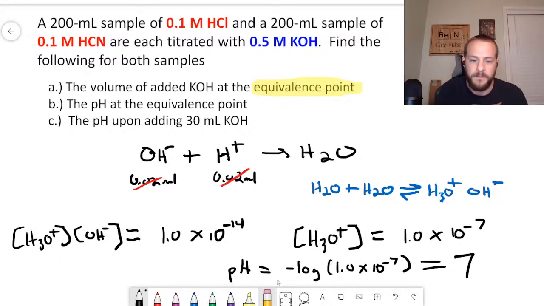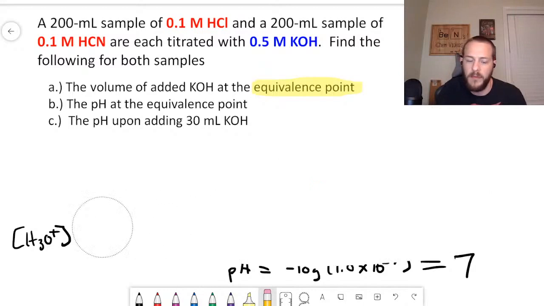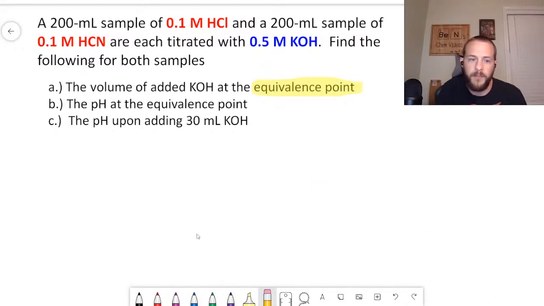So, all right. Now that we're done with that, we know the pH at the equivalence point in the case of the HCl is going to be 7, right? So let's do the pH at the equivalence point in the case of HCN, hydrocyanic acid. We need to figure out how many moles of HCN we have initially that are being titrated with our hydroxide ions here. And I think we calculated it earlier. It was 0.02.